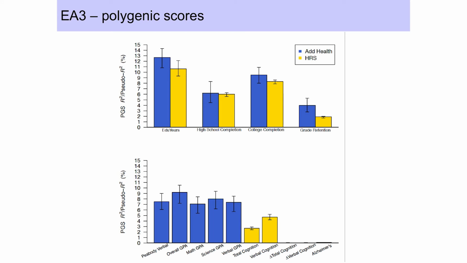So let's put this into perspective. The polygenic score captures variation in years of schooling, but it also predicts other things that are related to years of schooling, such as whether people complete high school or whether they complete college, grade retention. This is Peabody verbal, this is total GPA, math GPA, science GPA, verbal GPA. So the polygenic score predicts these things across the board to some extent. It also predicts total cognition and verbal cognition scores. What it does not predict is variation or decline in total cognition or verbal cognition in the elderly. And it also doesn't predict Alzheimer's disease. Interesting.